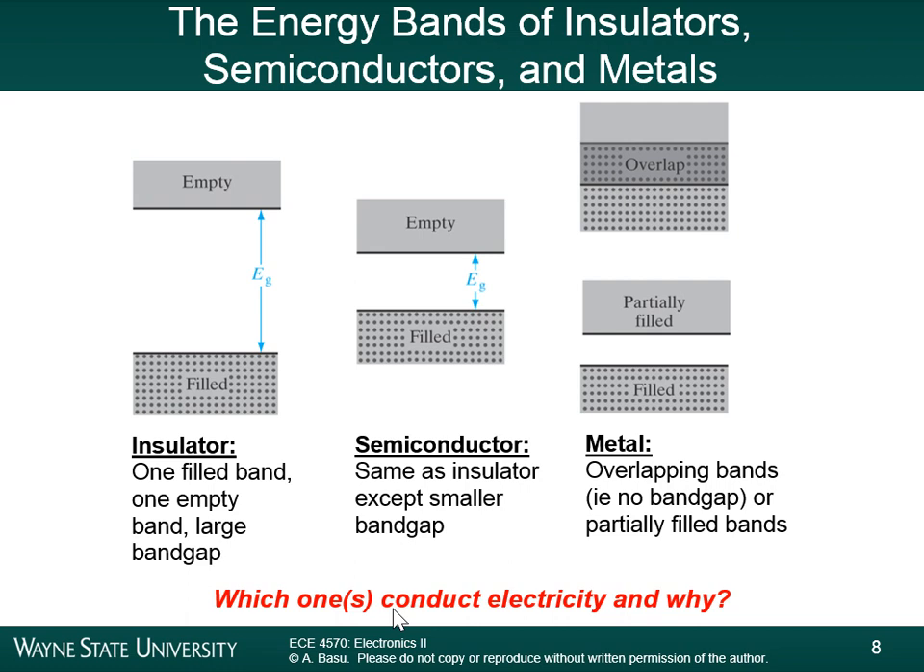Any solid material is obviously more than one atom. So they form bands. The difference between an insulator and a semiconductor is that the spacing between the bands is larger for an insulator. So the insulator typically has one band which is completely filled, another band which is completely empty.